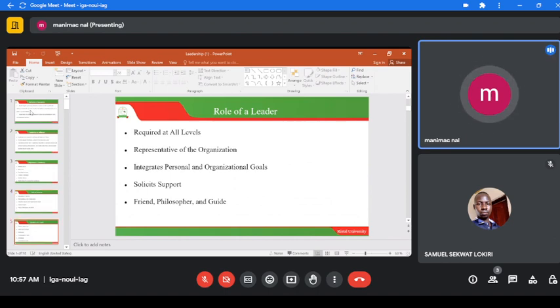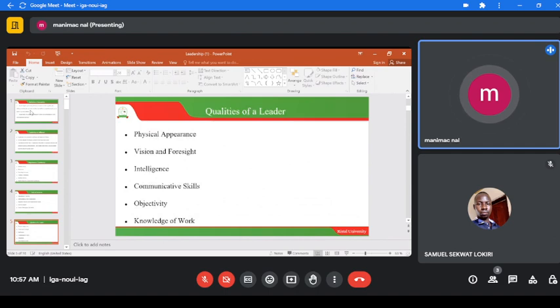Okay. We shall also look at another subtopic, that is qualities of a good leader. One of the qualities of a good leader is physical appearance; how you appear, it matters. Having a vision and foresight is also very important, and we look at it as being very important in a working environment.